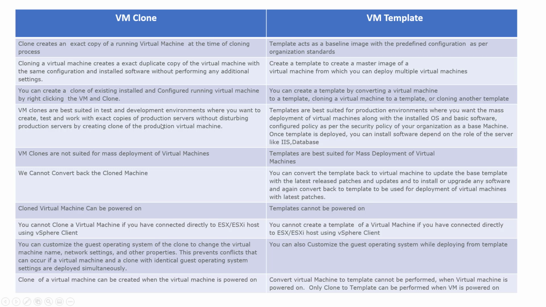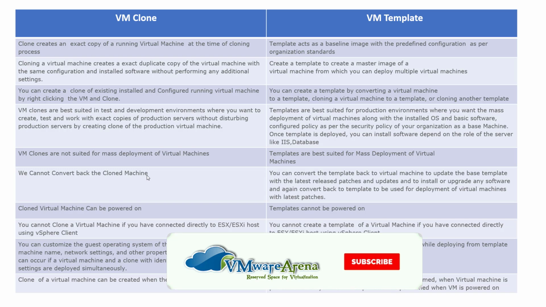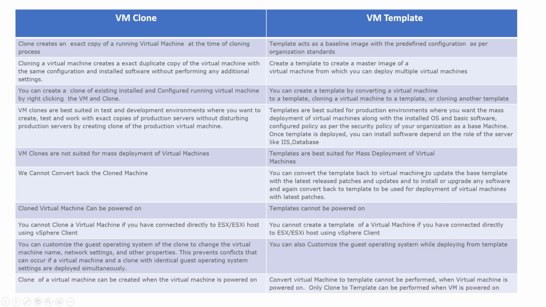This is specific to use if you want to have an exact copy of a virtual machine, we can make use of a clone. But templates are best suited for mass deployment of virtual machines, right? And next, we cannot convert the cloned virtual machine back to the source virtual machine. If you clone it, that will create another copy of the virtual machine. So if you don't want that virtual machine, we can just go ahead and delete the cloned virtual machine, right?